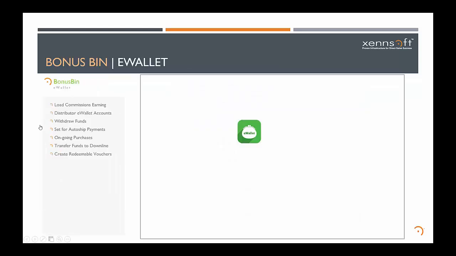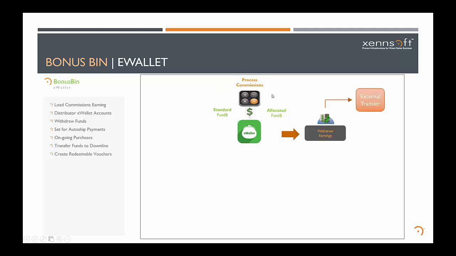So each distributor, when they enroll, will get an e-wallet. And how that works is that at the end of your commission period, we'll process your commissions and we'll load their earnings into their personal e-wallet. Now those earnings will come in 2 different fund types. There'll be standard funds and allocated funds, and I'll talk about those here in a minute. Standard funds are those funds that a distributor can go into their back office and move a certain amount of their commissions out of the system to be able to pay themselves.